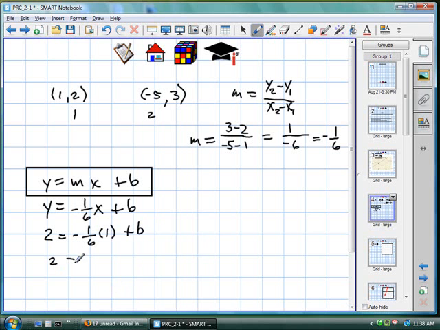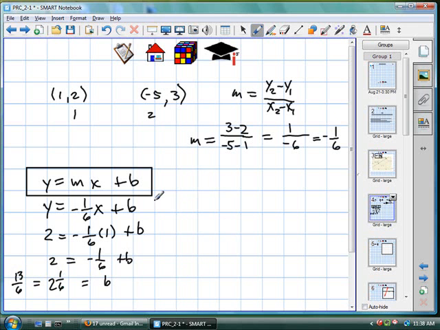And we don't know b, so we just leave that b. Now do a little bit of arithmetic. And then you want to just solve for b. So you're going to want to what? Add 1/6 to both sides. And we could either write it as 2 and 1/6, or we could write it as 13/6. It doesn't really matter.